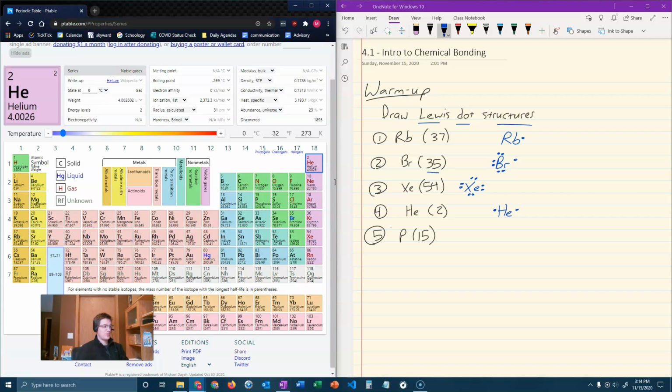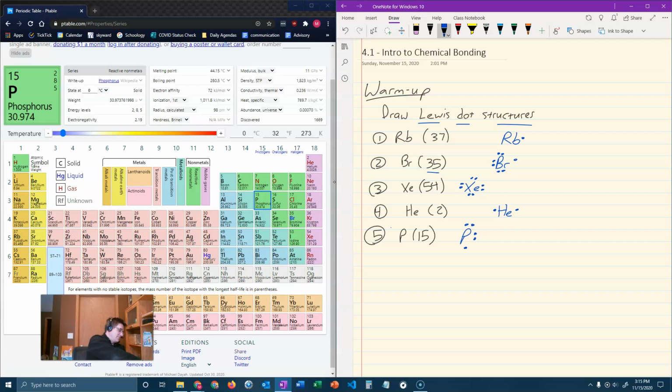And finally, phosphorus is in group 15. It is also number 15, so phosphorus has 5 valence electrons. And I've clumped them all onto one side. And that's it for the warm-up. Okay, so chemical bonding.